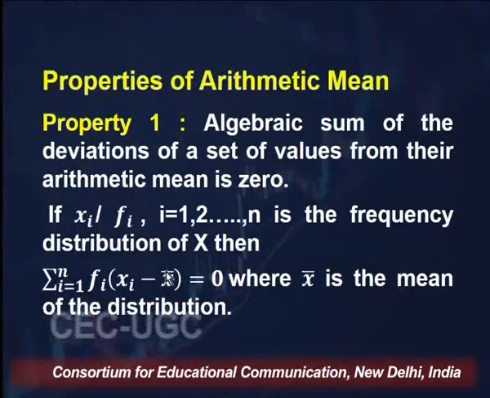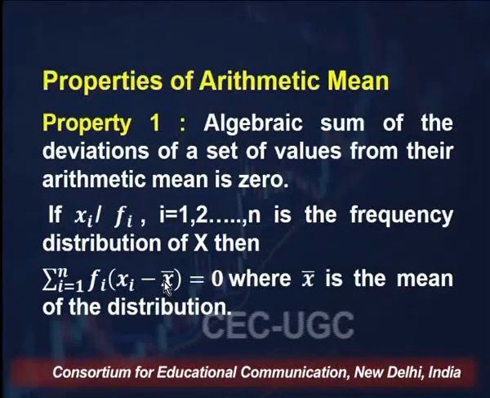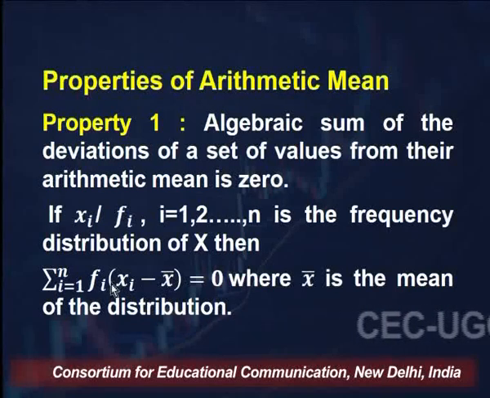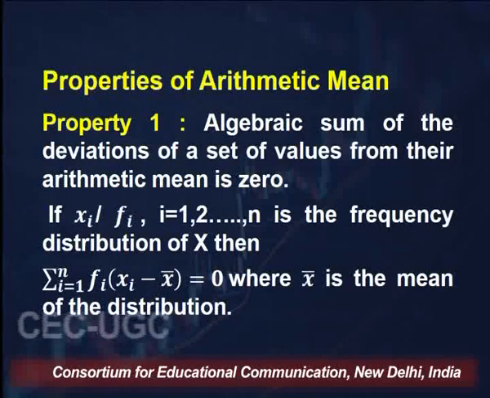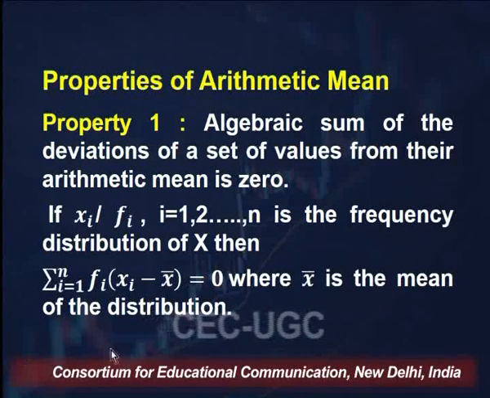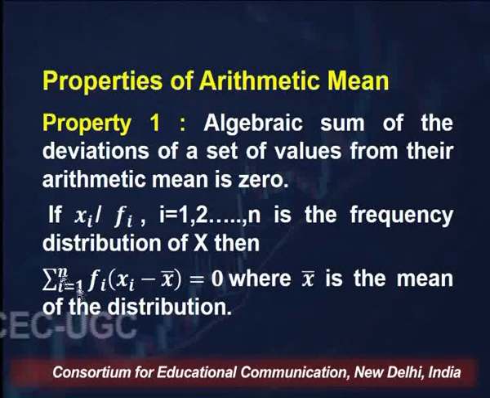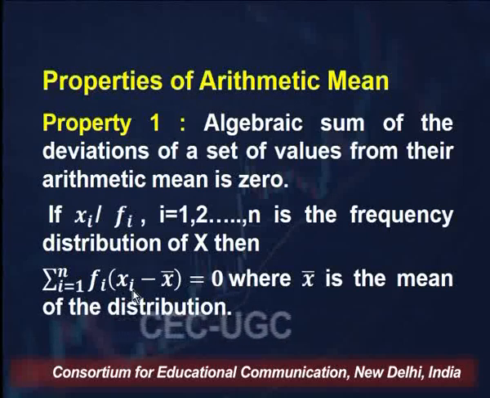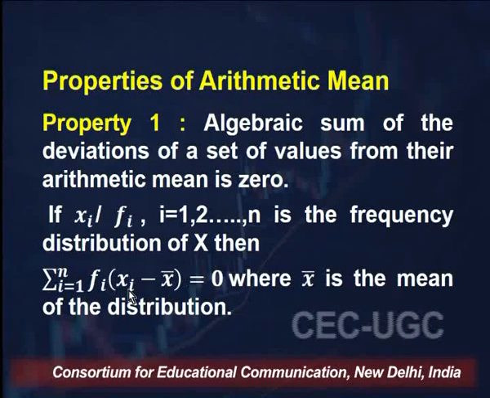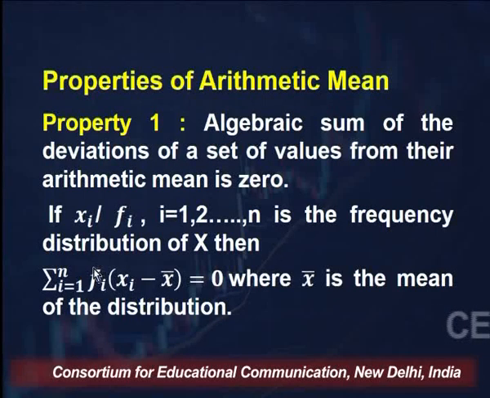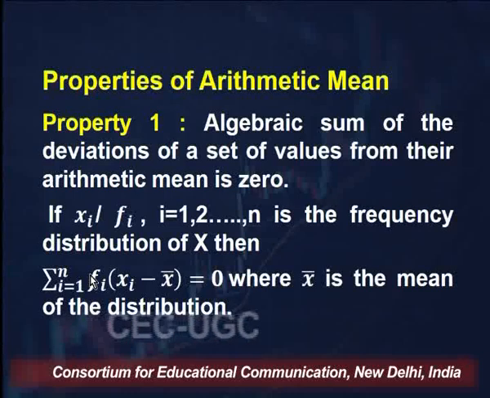So, it will be f1 into x1 minus x bar plus f2 into x2 minus x bar and so on, plus fn into xn minus x bar. And what this property says is that when you have such an algebraic sum of the observations from its arithmetic mean, then the sum i equal to 1 to n fi into xi minus x bar is 0. In case you are given the raw data, then fi will be 1, and therefore summation xi minus x bar will be equal to 0.